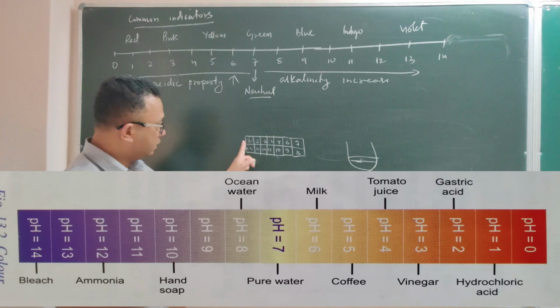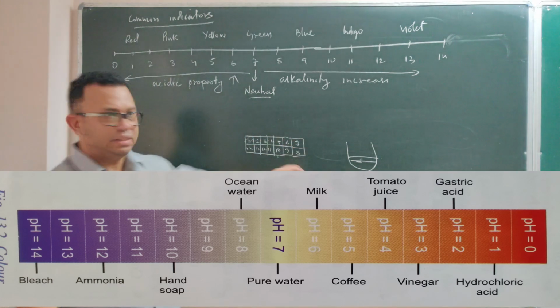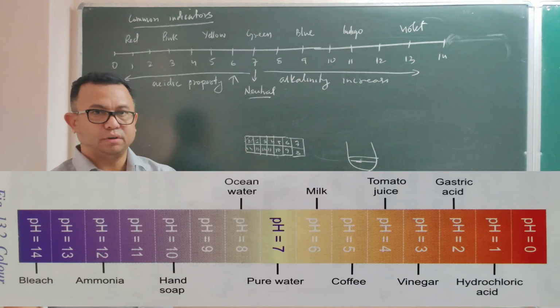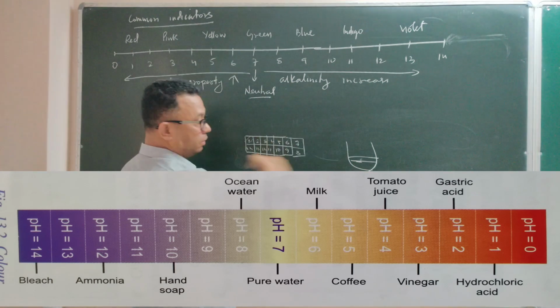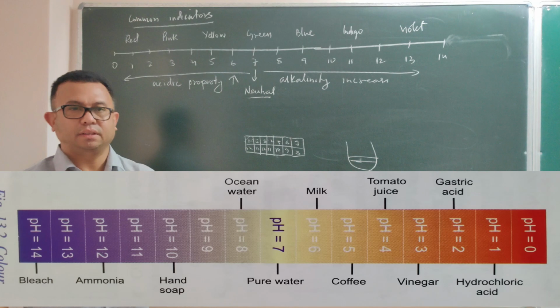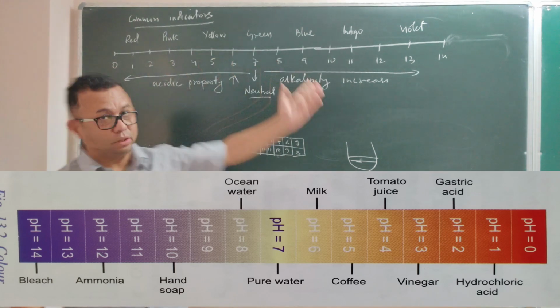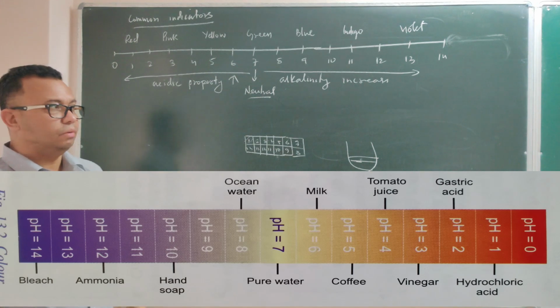Again, the universal indicator has what we can call a key color, a small strip of paper which is given to you so that you can match your universal indicator paper, and then whichever color it is matching, based on this one, you can say what the pH value is.